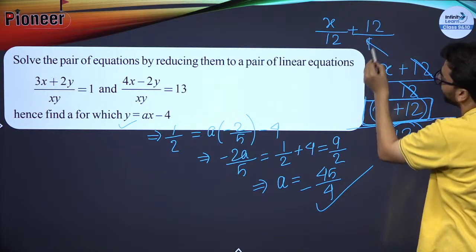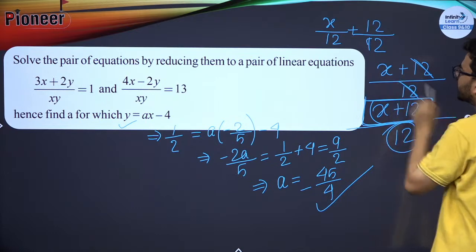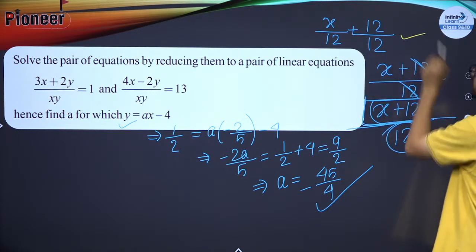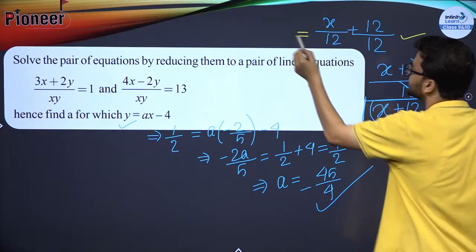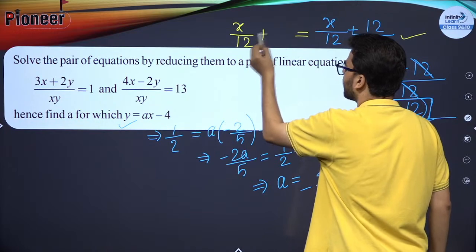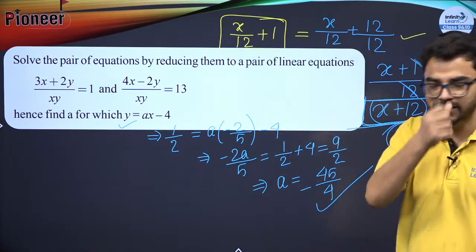This can be written like this, 12 by 12. Wait, I'll remove that. Yeah, you can write it like this. 12 by 12 you can do. So you can say that this thing is equal to x by 12 plus 1. That is correct. You cannot do any other thing over here. I hope it is clear.